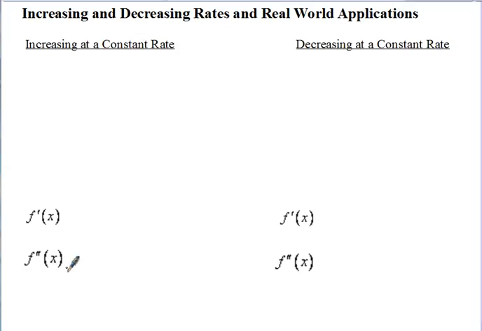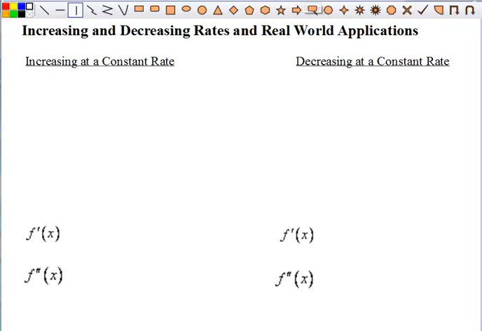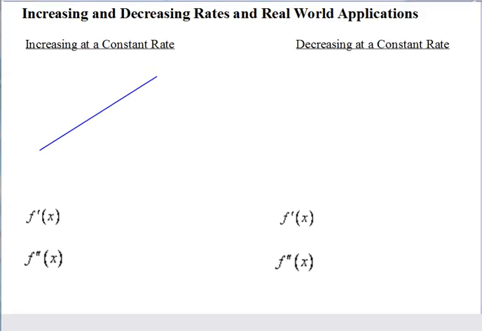So if something's increasing at a constant rate, that'd be a linear equation like that. And since it's increasing, that means the first derivative, f prime of x, would be positive, greater than 0. And the second derivative, since it's not concave up or concave down, wouldn't be positive or negative. The second derivative would equal 0.